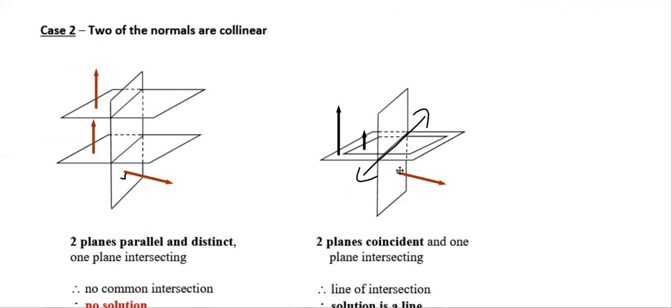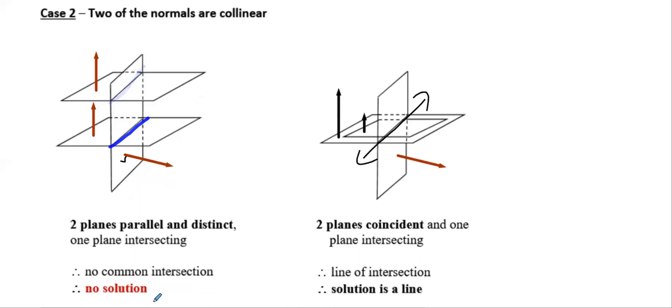Might not be perfectly 90 degrees, but I'm sure you get the idea anyway. Okay, so perfectly drawn that way. So in the first situation here, again, is there intersection between all three? Well, yes, but it has to be the same intersection. So there may be a line here and a line here, but those are two different lines. So there's no singular intersection between all three. So we say there's no solution in this particular case where two planes are parallel and distinct.